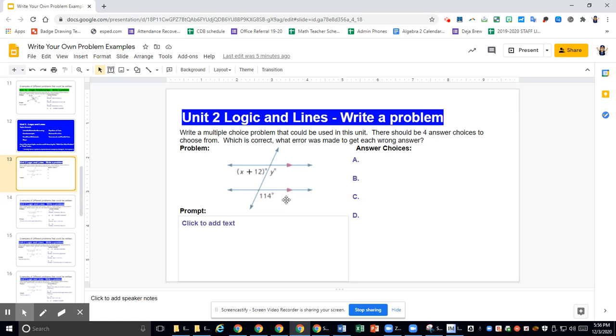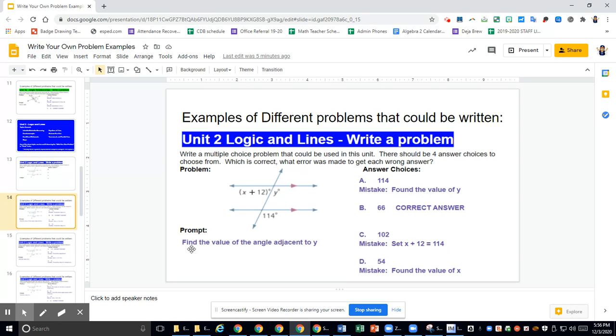Okay, so we could ask to find x, we could ask to find y, we could ask about the relationship between y and 114, we could ask about the relationship between the x plus 12 and the y. Lots of questions we could put down here for our prompt and then choose our answer choices. Let's see what examples we have.